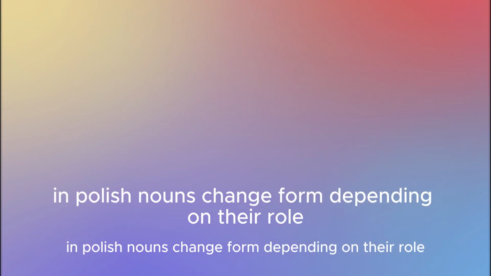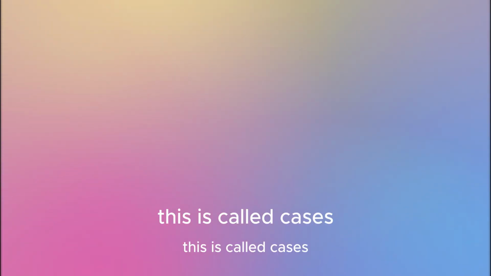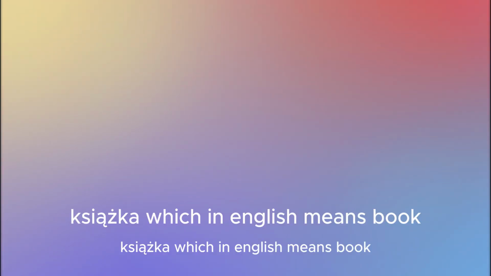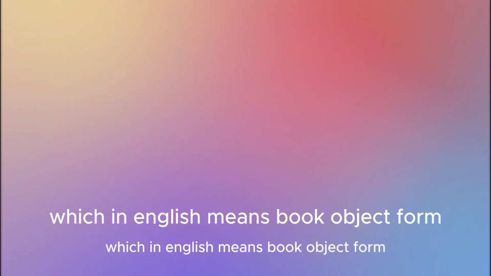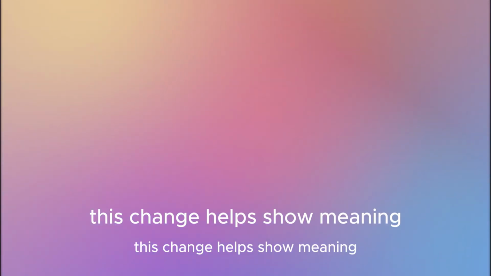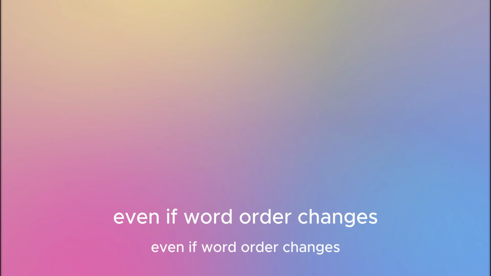In Polish, nouns change form depending on their role. This is called cases. For example, książka, which in English means book, base form, książkę, which in English means book, object form. This change helps show meaning, even if word order changes.